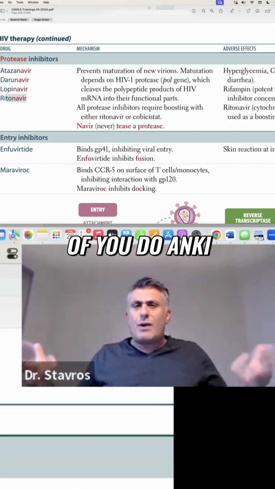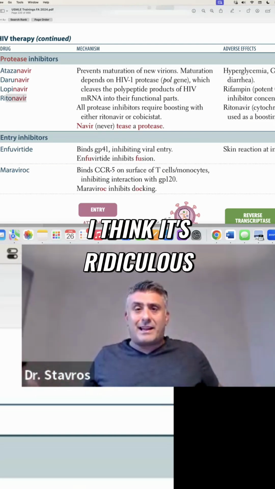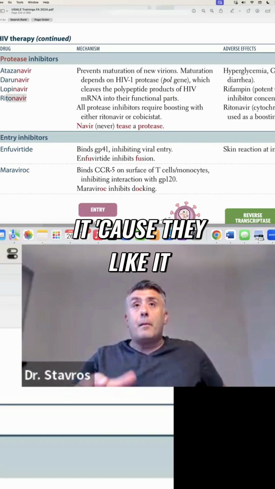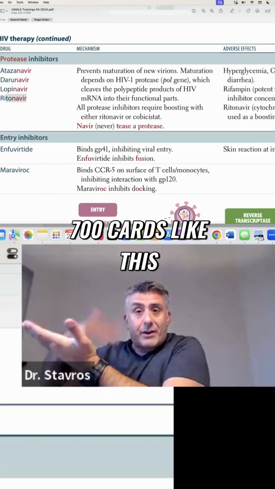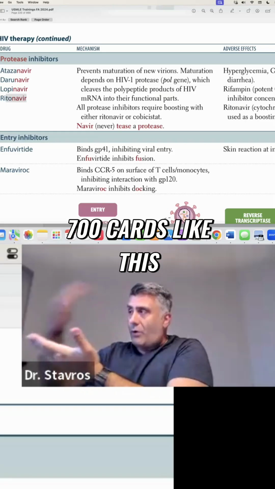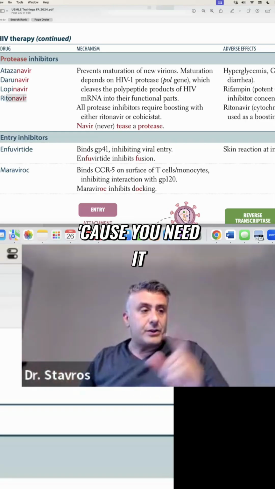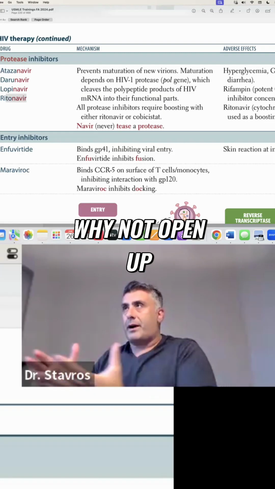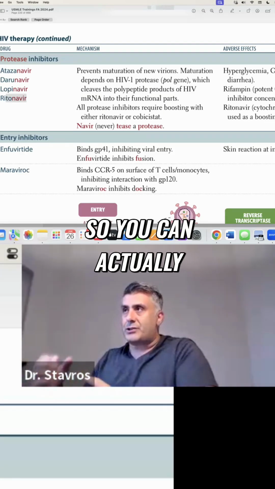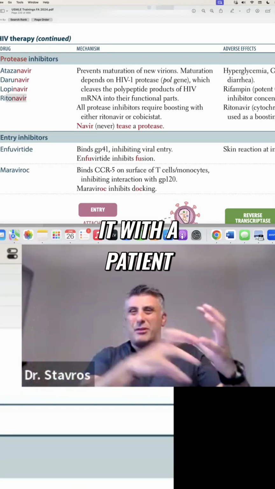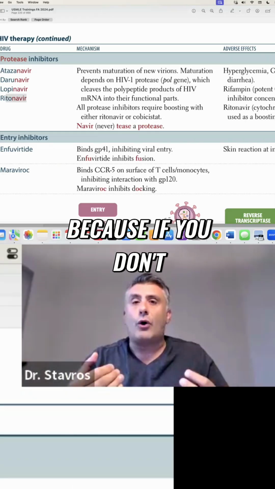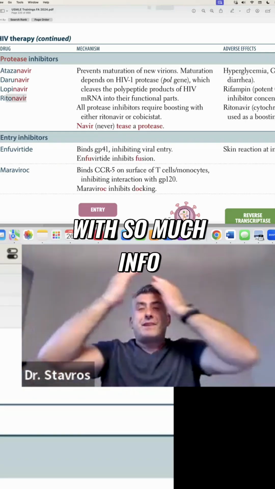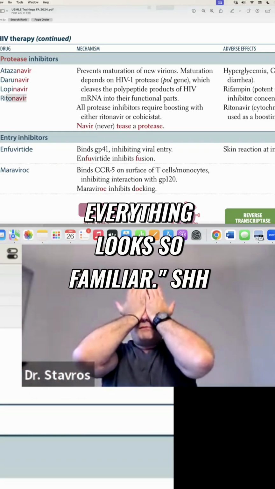Because most of you do Anki. I don't know why. I think it's ridiculous. I think it's a waste of time personally, but some people use it because they like it. But if you're looking at 700 cards over and over and over again because you need it, that's perfectly fine. Why not also open up a couple of scenarios so you can actually take information and connect it with a patient? Because if you don't, what happens is you flood your mind with so much info that you're like, oh, everything looks so familiar.